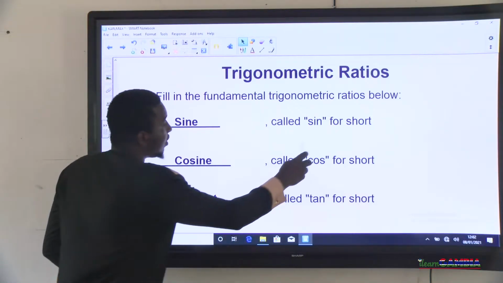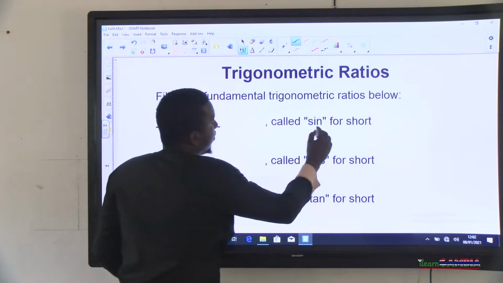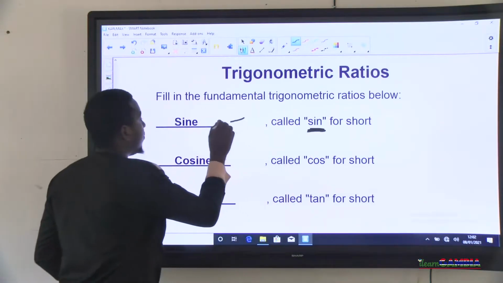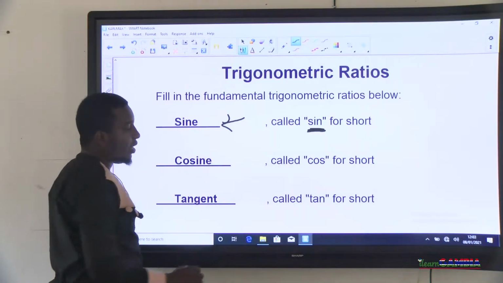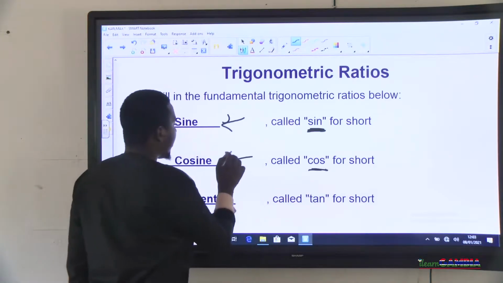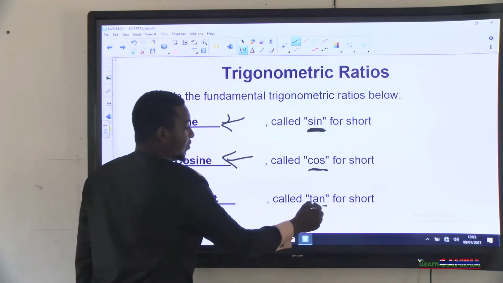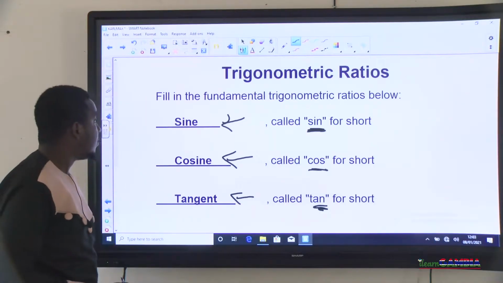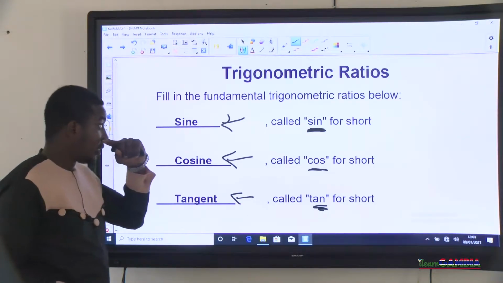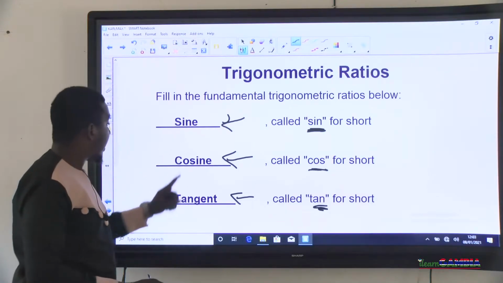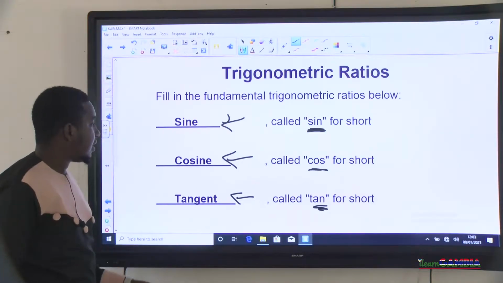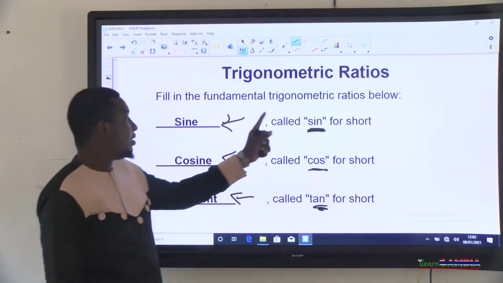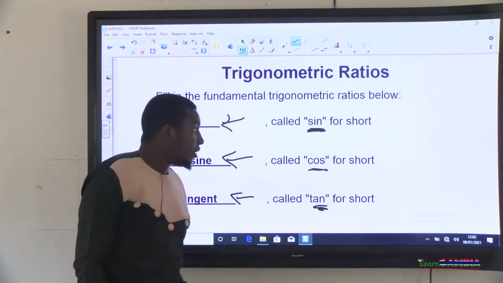So whenever we say sine, we are referring to the sine, okay? And when we say cos, we are referring to cosine. And whenever we say tan, we are referring to the tangent. Those are the fundamental trigonometric ratios: the sine, the cosine, and the tangent, which we are going to use as sine, cos, and tan.